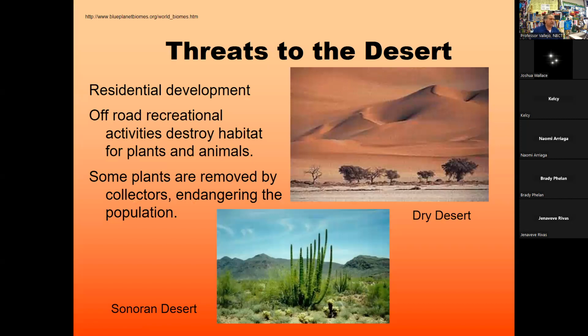Threats to the desert: Palm Springs, residential development. I can remember between Los Angeles and Las Vegas, there was a time when the traffic was okay. You can get there in 5 hours, and there was nothing in between, except you better get some gas and go to McDonald's in Barstow, California, because you're not going to see anything else except Zzyzx and the world's largest thermometer.